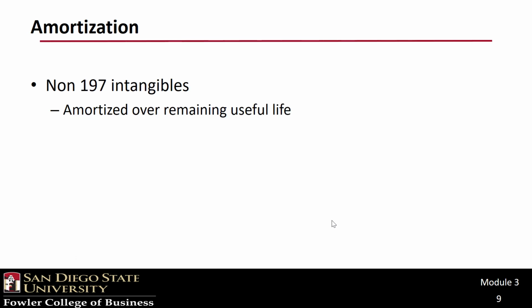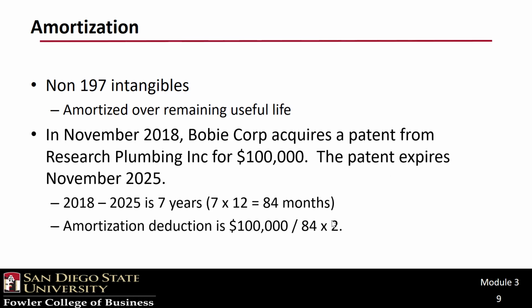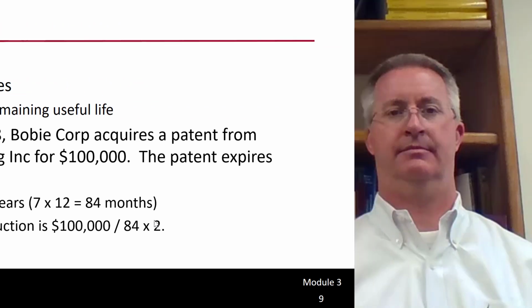However, most intangibles acquired not as a part of a business acquisition are amortized over their useful life, or remaining useful life, as the case may be. So if Gobi acquires a $100,000 patent with a remaining useful life of 7 years, the cost of the patent will be amortized over 7 years.